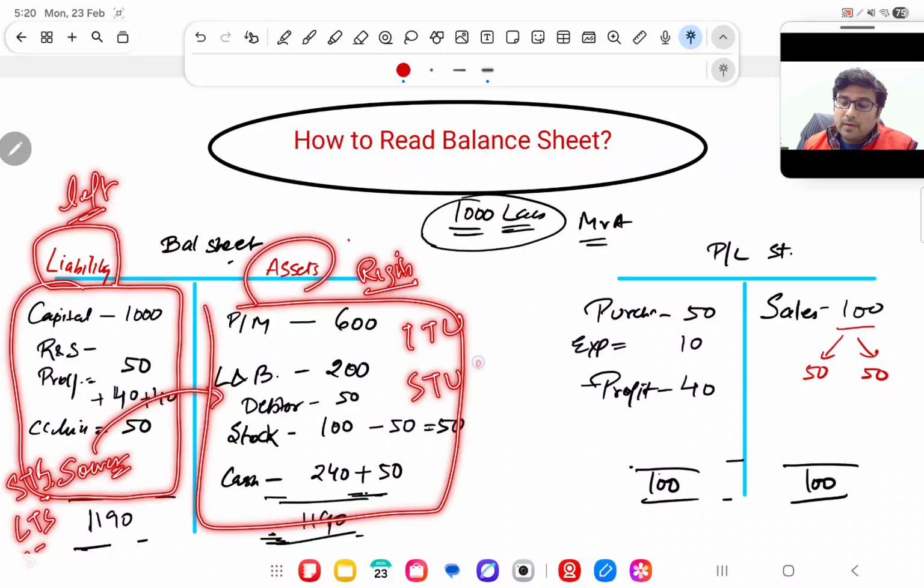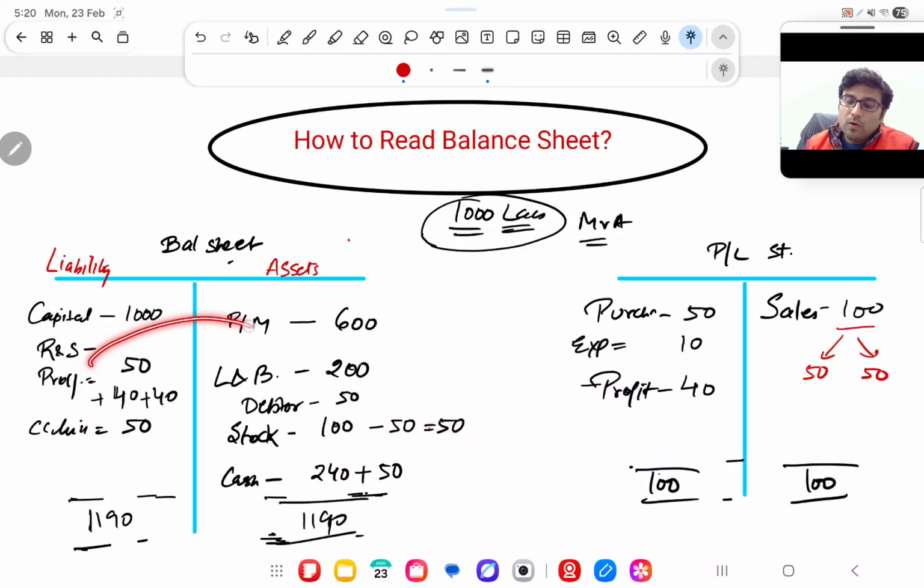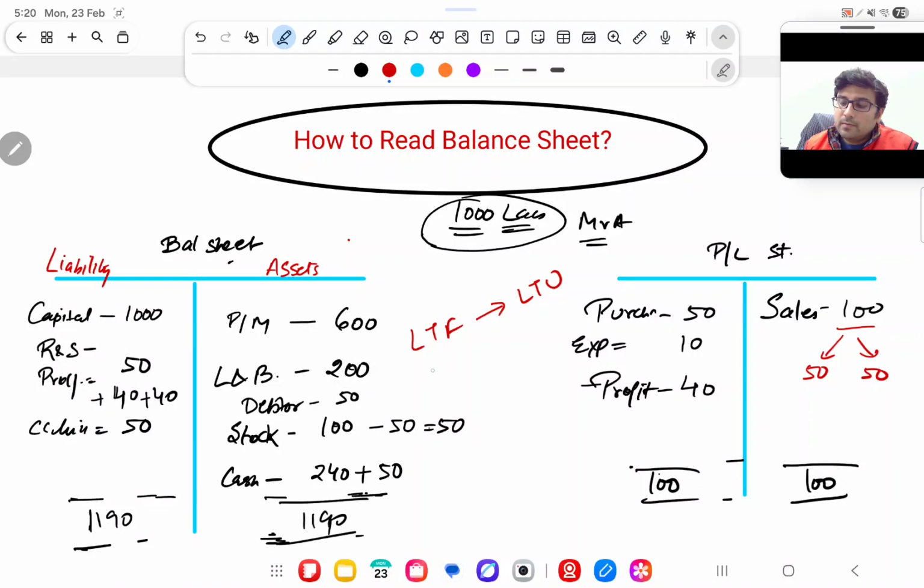We have to understand what kind of funds are coming to the company and for what purpose they are using those funds in the balance sheet in their business. Long-term funds, if they are used for long-term uses, okay. Short-term funds, if they are used for short-term uses, okay. Or long-term funds can be used for short-term uses, or short-term funds can be used for long-term uses.